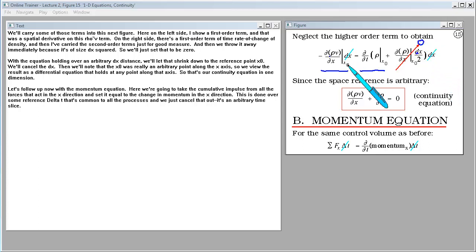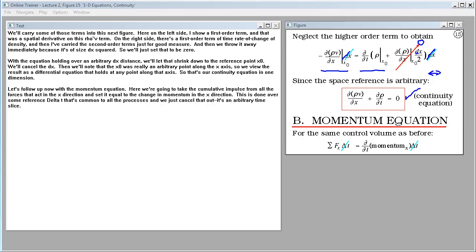With the equation holding over an arbitrary dx distance, we'll let that shrink down to the reference point x0. We'll cancel the dx. Then we'll note that the x0 really was an arbitrary point along the x-axis, so we view the result as a differential equation that holds at any point along that axis. So that's our continuity equation in one dimension.